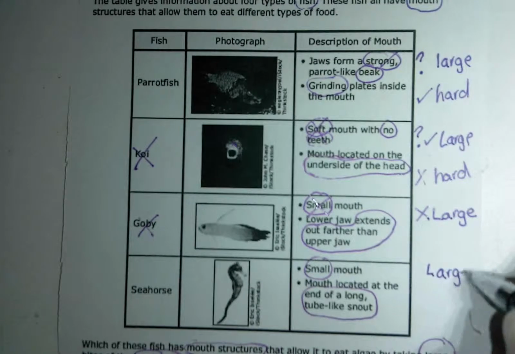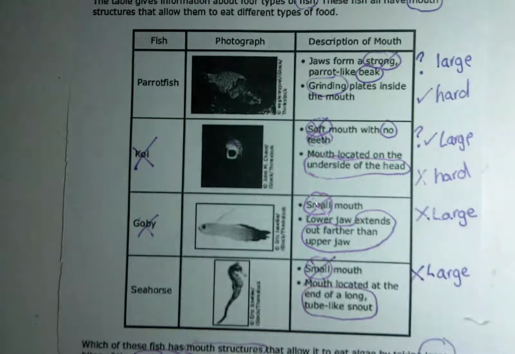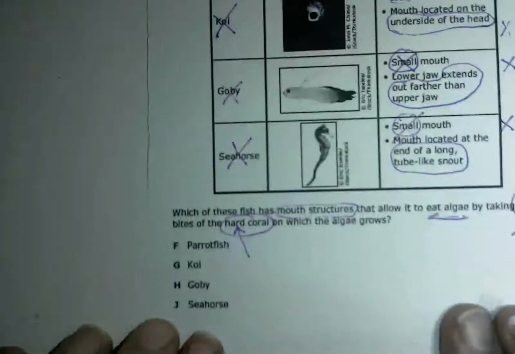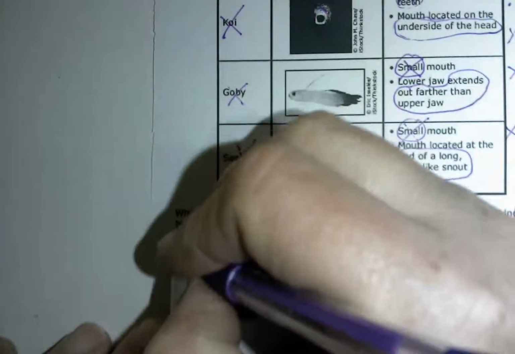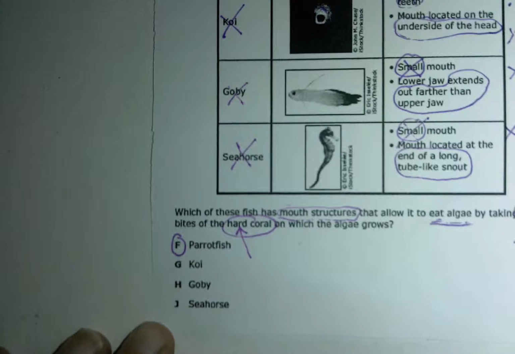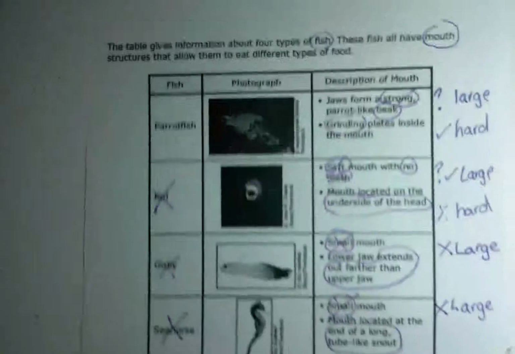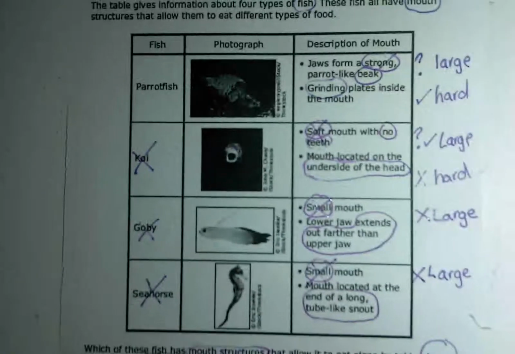And then for the seahorse, we're going to look at large again. Same thing. It has a small mouth, so it's already X'd out for large. So seahorse is not the answer, which leaves us with parrotfish. Parrotfish is the only one that can handle large and hard while it is eating algae. So F is our answer. And this is why. Okay?